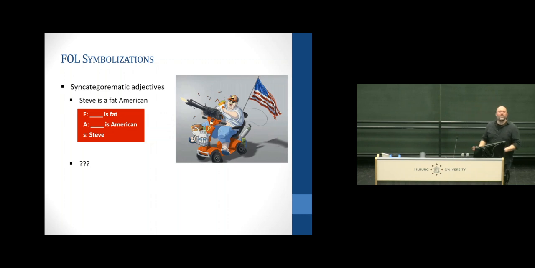We did this already. We did this when we were doing TFL stuff. So, how will we do this one? Well, once we do the paraphrase, it's pretty easy, right? It's going to be Steve is fat, so FS, and Steve's American, AS. FS conjunction AS. So far, so good? So, if we see adjectives like this, it's easy. We can just treat them as a conjunction of two different predicates, right?